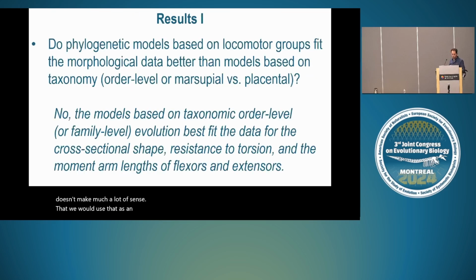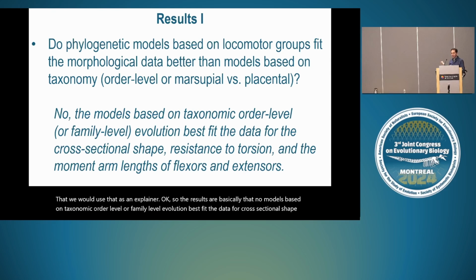Okay, so the results are basically that no, models based on taxonomic order level or family level evolution best fit the data for cross-sectional shape and resistance to torsion. So it's not based on locomotion. It's based on who you're related to.